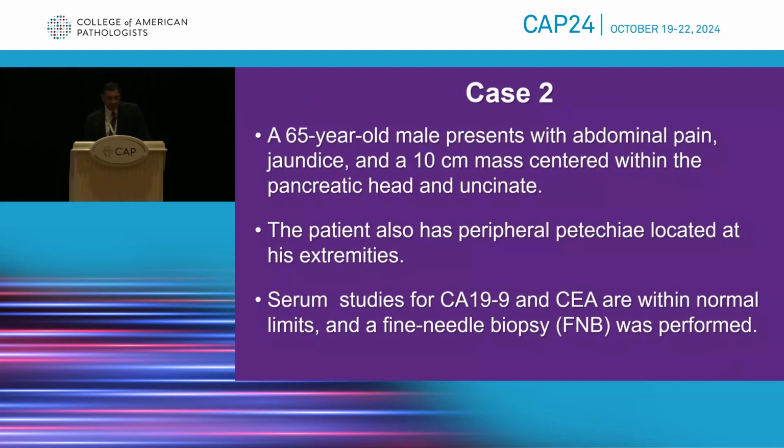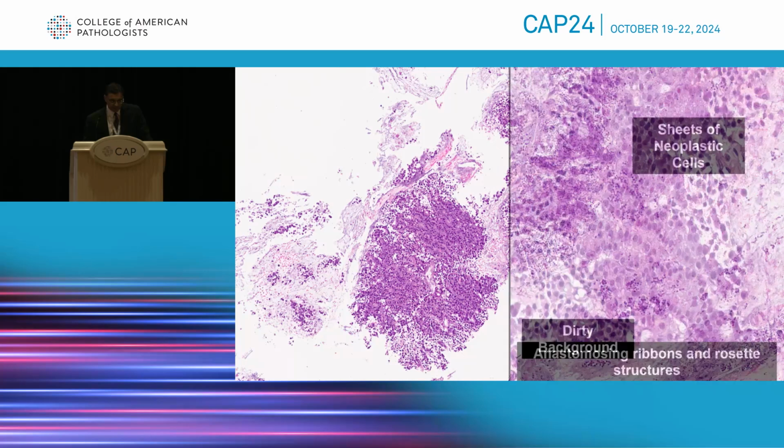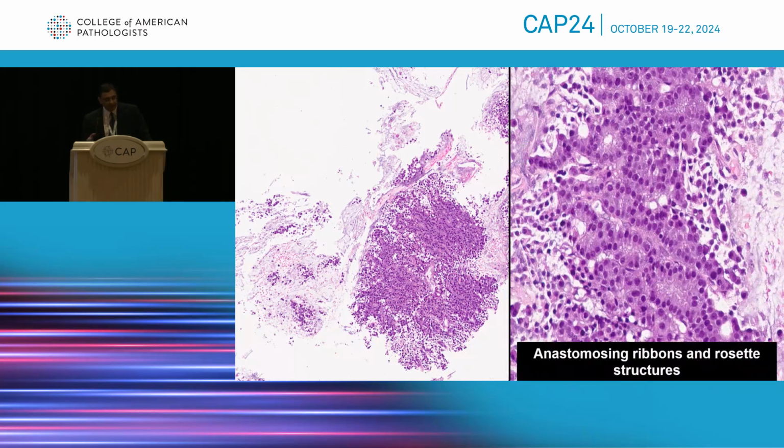So let's return to our case of a 65-year-old male with a 10-centimeter pancreatic head and uncinate mass that had peripheral petechiae, and an FNB of a cellular neoplasm consisting of sheets of neoplastic cells, organized in interanastomosing ribbons and rosettes within a dirty background.